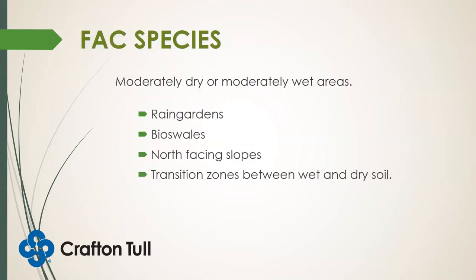Facultative species, like I said a minute ago, like your moderately dry or moderately wet areas. Again, these can go well in rain gardens depending on how much water you're expecting to go through there. Bioswales, maybe some north-facing slopes that don't get a lot of sun depending on where you're located. Here in the Ozarks, our north-facing slopes typically have a lot of mesic forests just because there's not sunlight shining on these slopes in order to cause the evaporation. Also, transition zones between wet and dry soil, a great place for these facultative species.